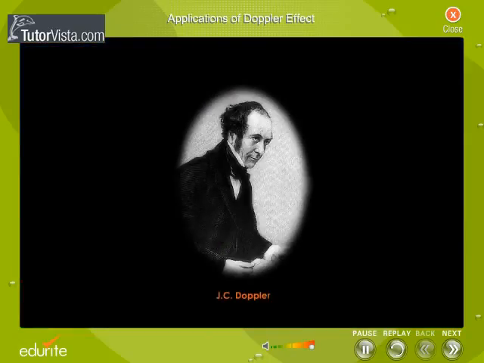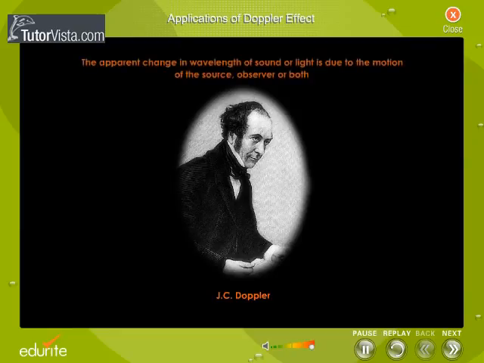Based on these observations, an Australian physicist and mathematician J.C. Doppler proposed the Doppler effect in 1842. According to the Doppler effect, the apparent change in wavelength of sound or light is due to the motion of the source, observer, or both.